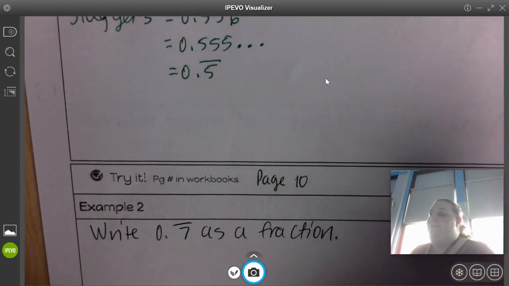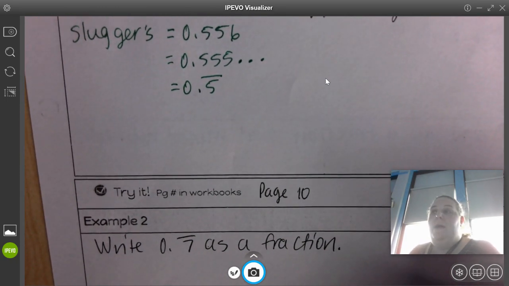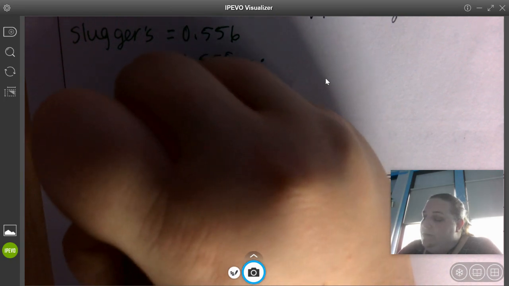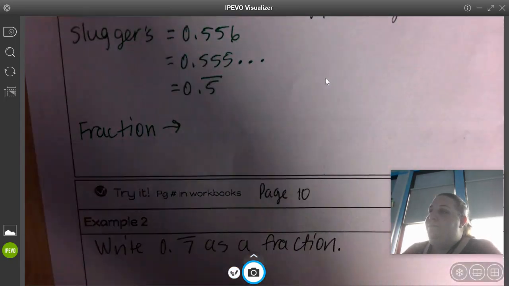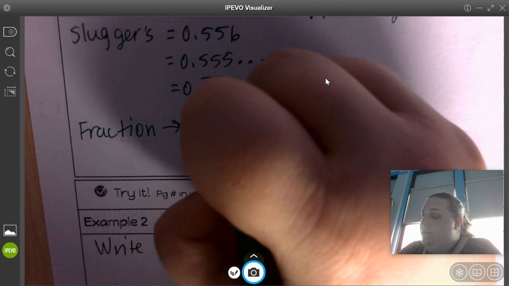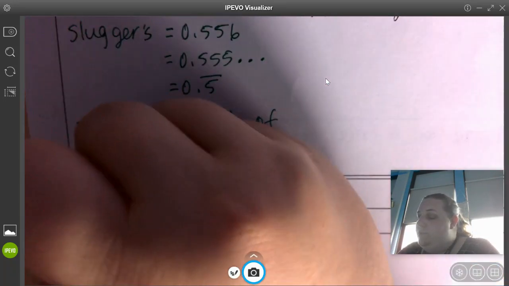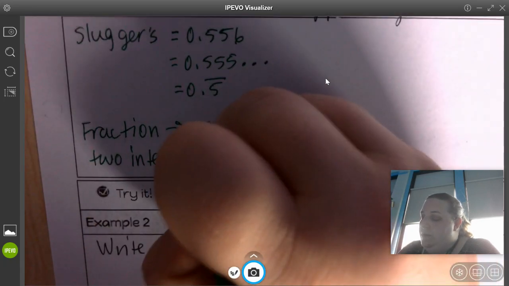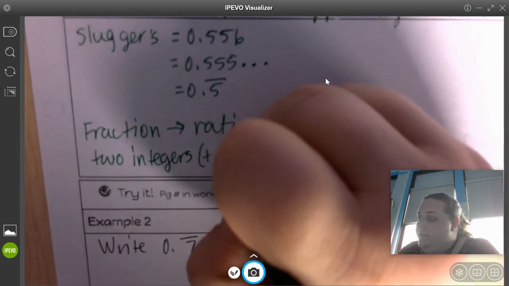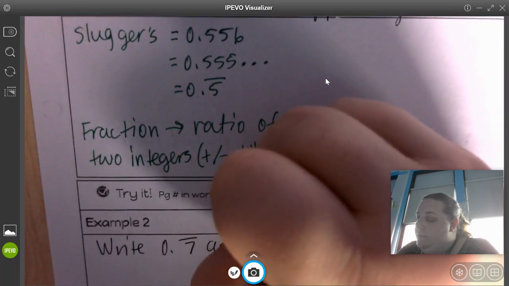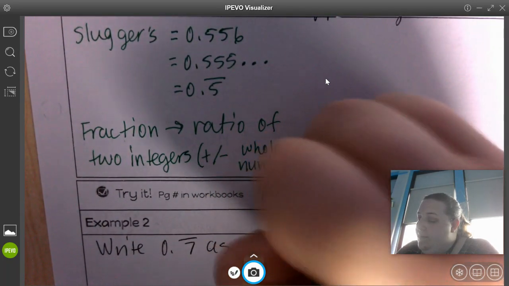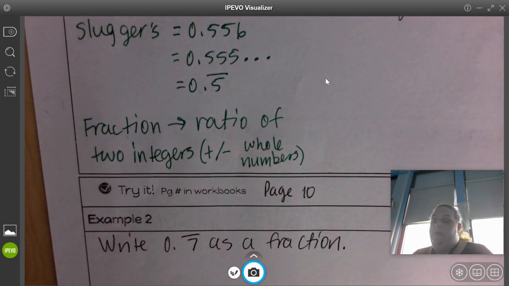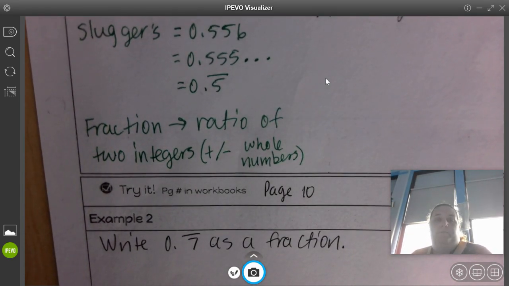So, coming back to the problem, this is what we know so far about the Sluggers. Just as a reminder, fractions are a ratio of two integers. When I say integers, I mean positive or negative whole numbers. So that's what I'm trying to write. I'm trying to write a ratio of their wins in fraction form as a ratio.